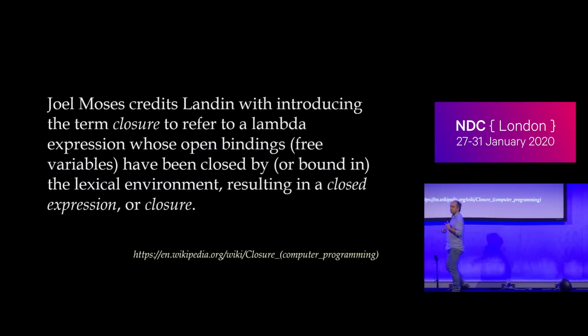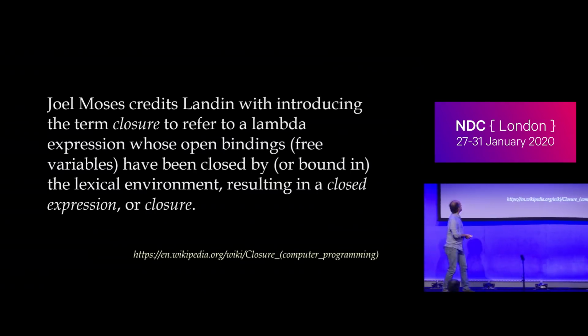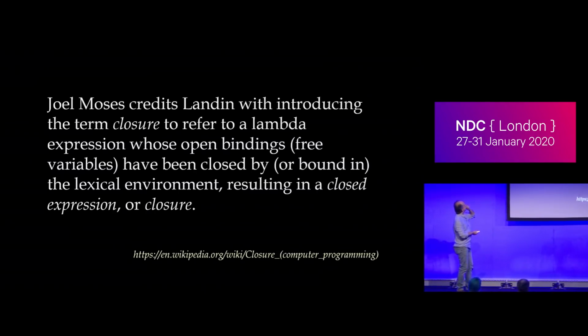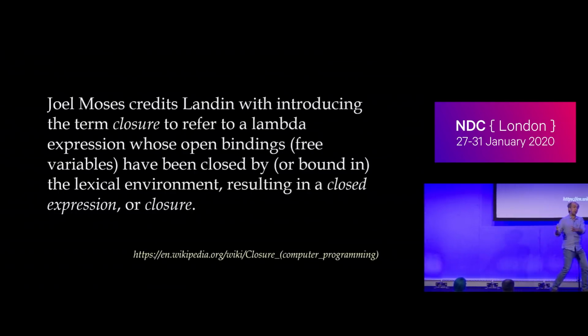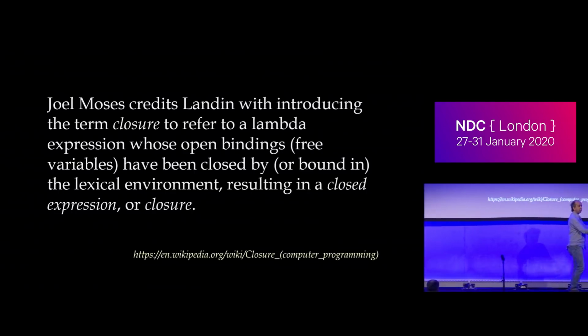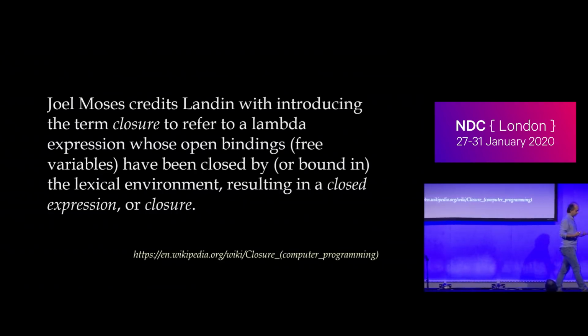Now, importantly, these ideas become a little more popular for a number of reasons. John Moses credits Landin with introducing the term closure to refer to a Lambda expression whose open bindings, the free variables, have been closed by or bound in the lexical environment, resulting in a closed expression or closure. In other words, those free variables, we now have a regular concept like that freestanding Y, that refers to this. It's not totally freestanding. We have an idea of scope, if you like, and that gets passed through. This turns out to be quite an important idea, one that, again, we take very much for granted.